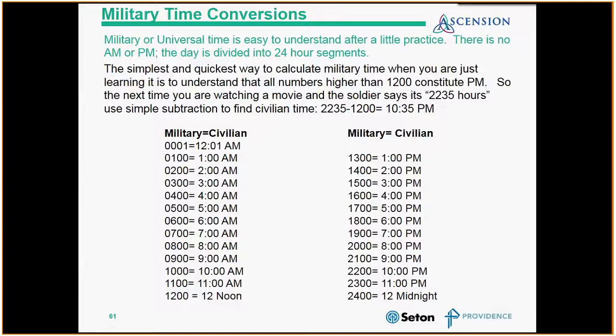So if you're just now learning this, the simplest and quickest way to calculate military time when you're just learning is to understand that all numbers higher than 12 constitute PM. So next time you're watching a movie and the soldier says 22:35 hours, you can just use simple subtraction to find civilian time. So 22:35 minus 12 is 10:35 p.m. Again, the hospital uses military time, so learn this. But it does take practice.